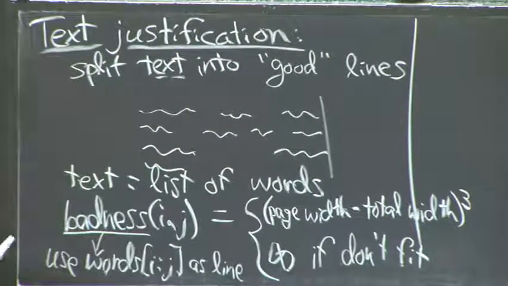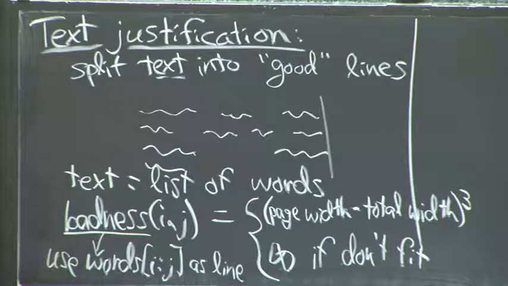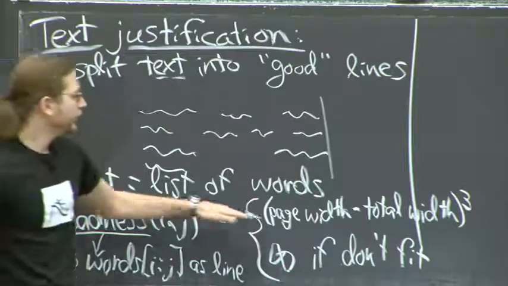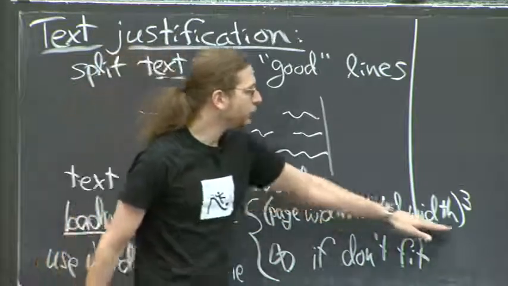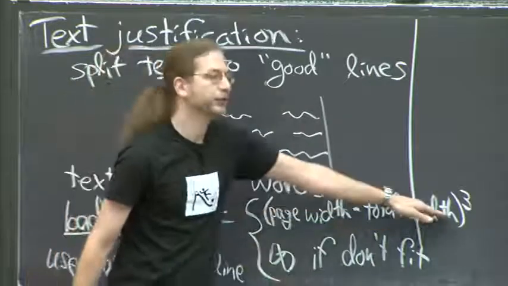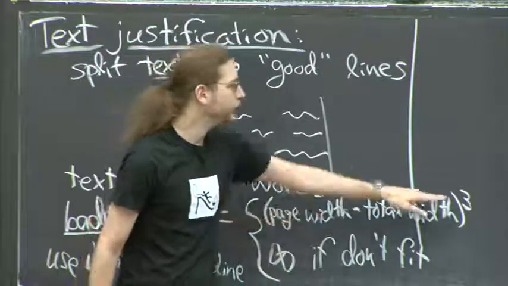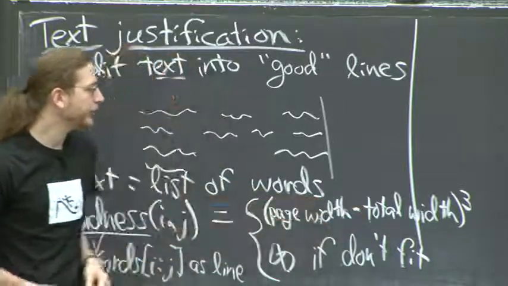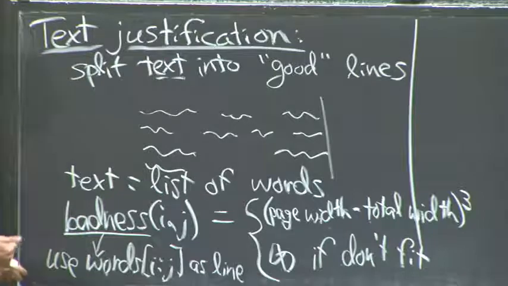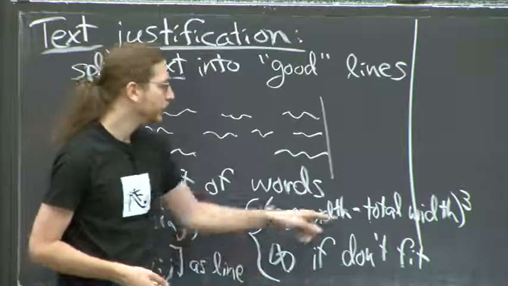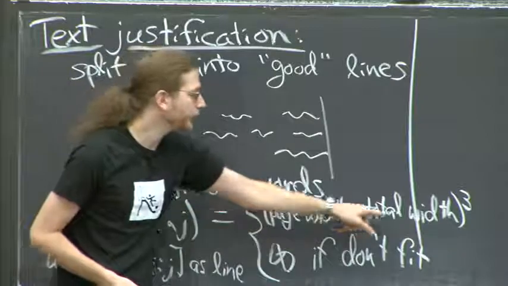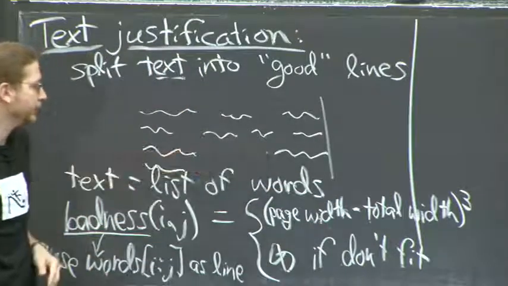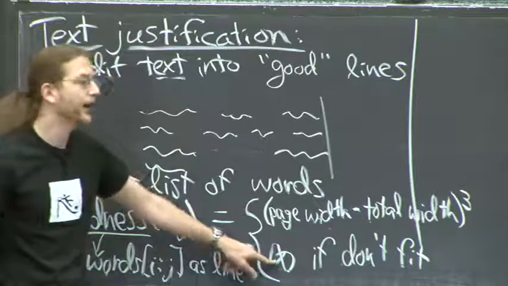Why cubed? Who knows? This is the LaTeX rule. And squared would probably also be fine. So this is the width of the page minus the total width of those words, where you also have to include the spaces. You take the difference, you cube it. When these are very close, this is going to be close to 0. That's good. That means you use most of the line. When the total width is much smaller than the page width, then this will be a large value. You cube it, it will be even larger. So this will highly discourage big gaps like this, and it will very much discourage not fitting.